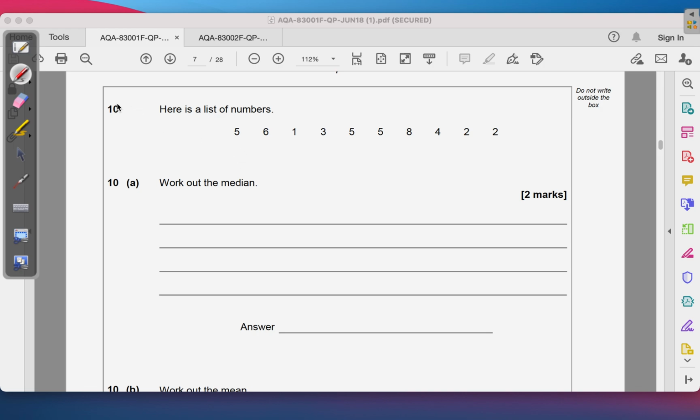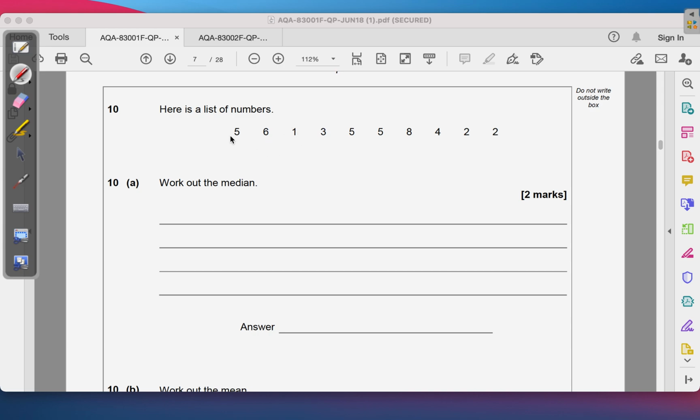Okay, so question 10. Here's a list of numbers. Okay, we've got some numbers here. Work out the median. Now the median is the middle number. That's what the median means. It sounds a little bit like medium. So if you think of median sounding like medium, then it means the middle number. It's like the middle thing.